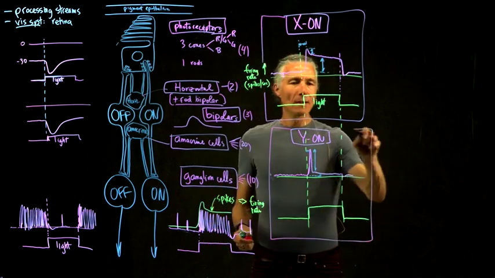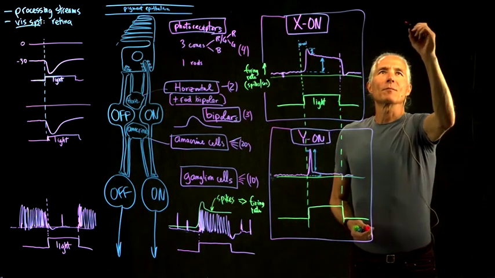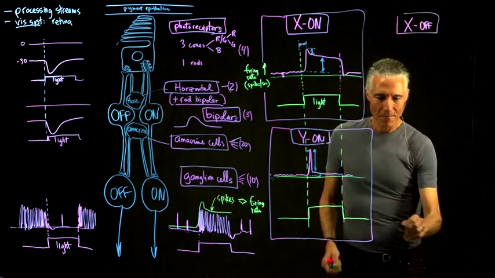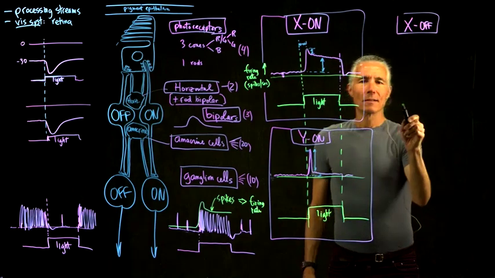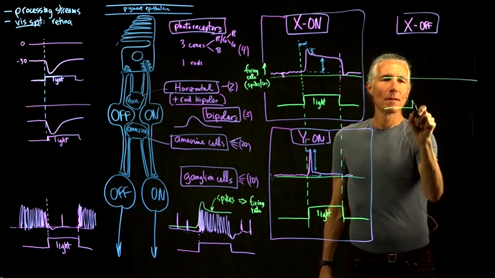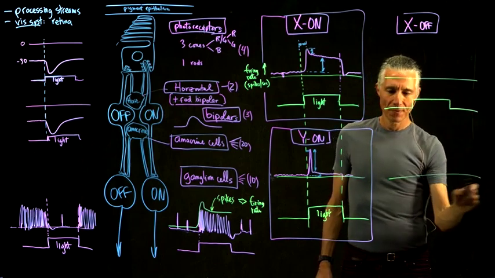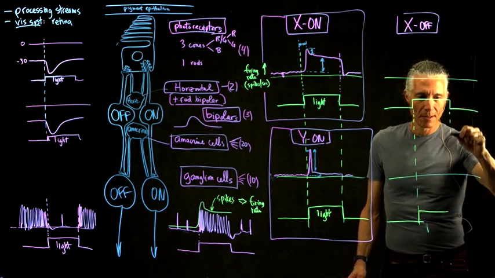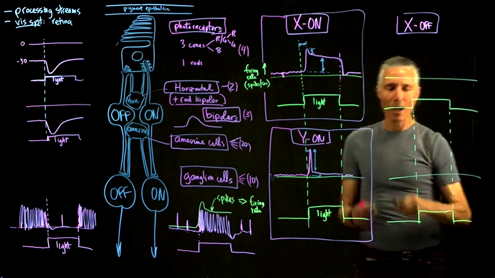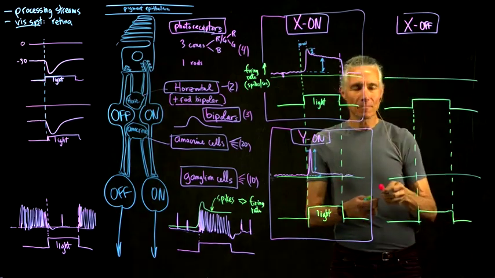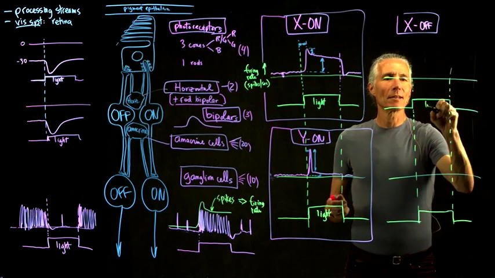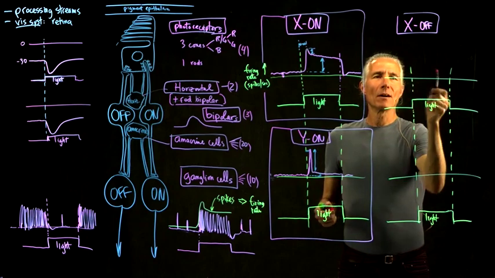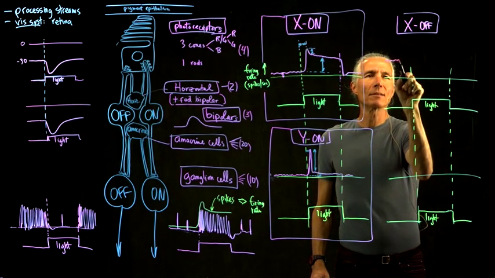Okay, so that's our Y-on cell. And then the ones that are less familiar are the other ones, which I almost always ask the question about. They're actually more common. So like an X-off cell. What does an X-off cell look like? So this is light. An X-off cell has a strangely different response. It basically responds to turning the light off. It's not going to like the light when the light is on to start with, because here's the light. So it won't like it when the light is on, but it'll have quite a high background firing rate to the light being off.